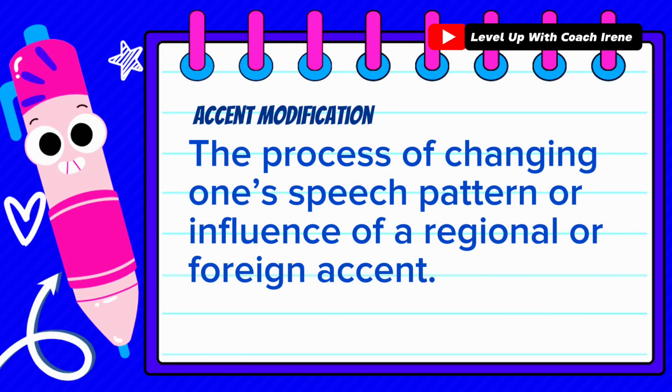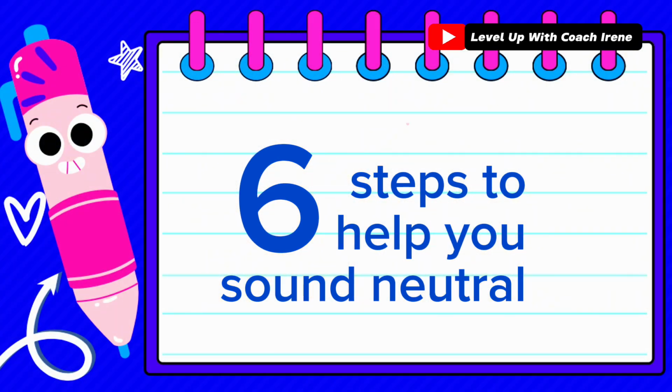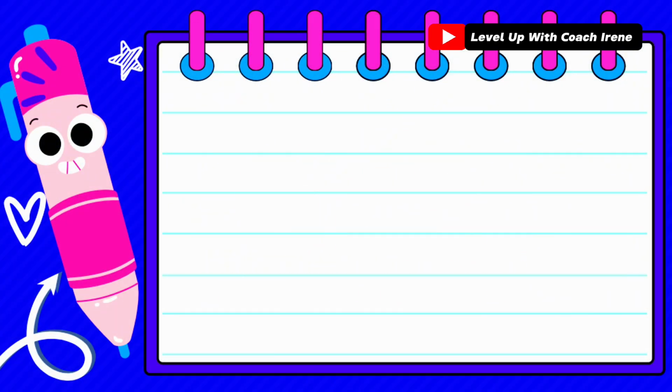Accent modification or reduction involves the process of changing one's speech patterns or the influence of a regional or foreign accent. Today, I will be sharing with you 6 steps to help you sound more neutral.